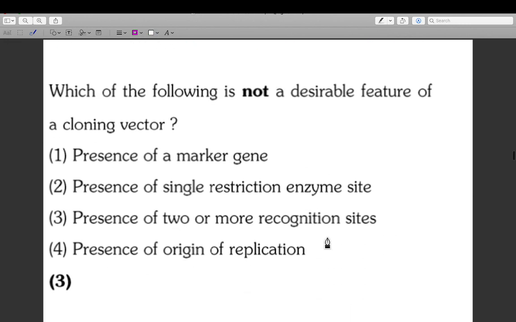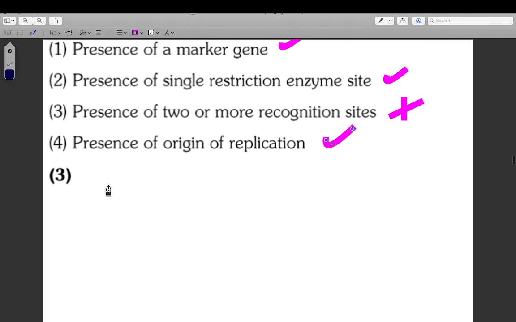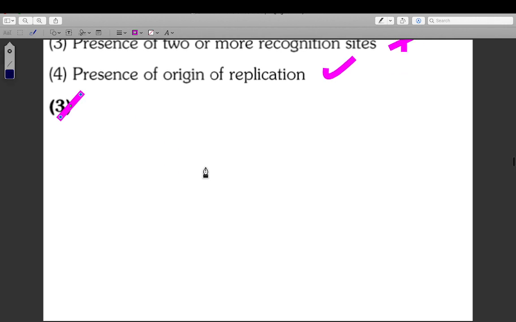Which of the following is not a desirable factor for a cloning vector? Not a desirable factor. Mark the question, it's not. So presence of a marker gene, it is desirable. Presence of single restriction enzyme site, it is desirable. Presence of 2 or more recognition sites, that's not really desirable. Let's read the next option. Presence of origin of replication, that is of course desirable. So "not" means option 3 is the correct option.